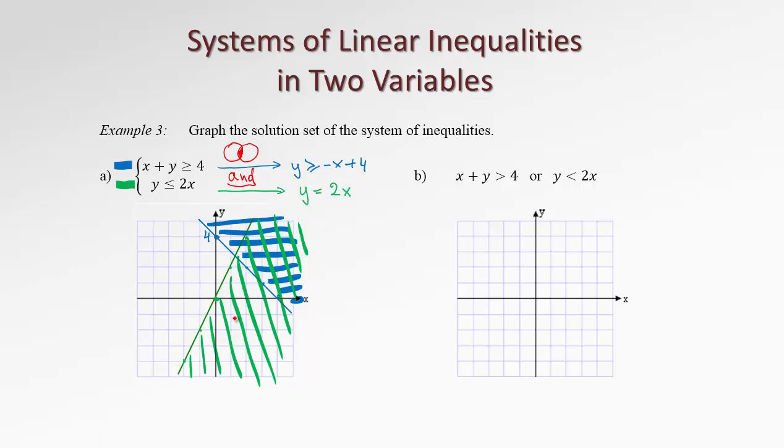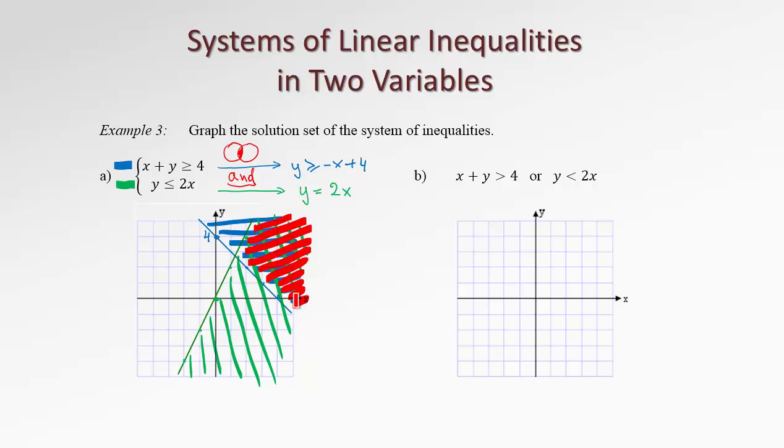Okay, but that's not all we need to do. Now we need to answer the question: which points of the plane are actually solutions to the system of inequalities? So, since the inequalities were connected by the word "and," we're talking about the intersection of the two solutions. Intersection means common part. That means the region that is shaded blue and green at the same time. Okay, that's this region. Let's mark it in red as a final answer.